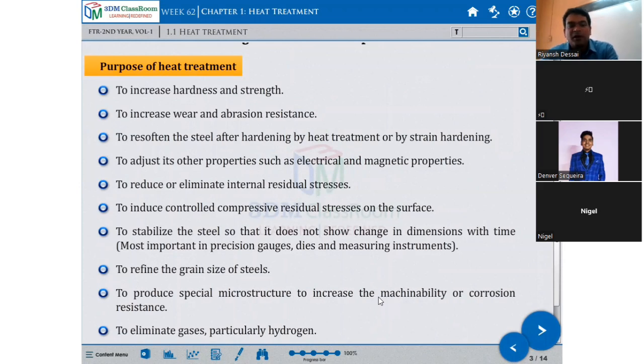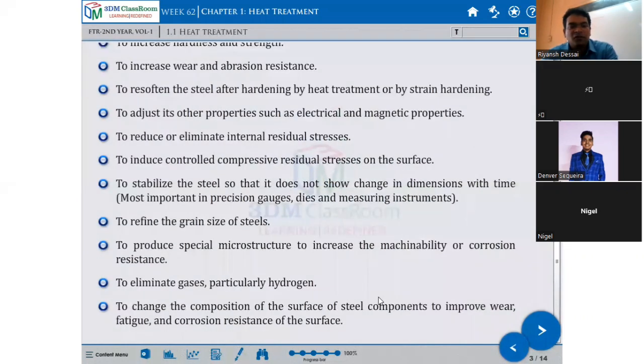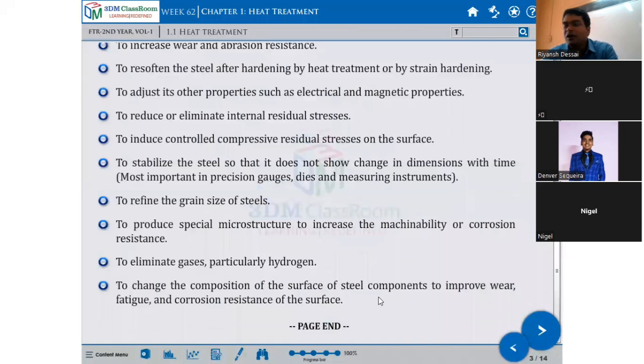And to produce special microstructure to increase machinability and corrosion resistance. To eliminate the gases, particularly hydrogen. To change the composition of the surface of the steel component to improve fatigue and corrosion resistant surface. So basically, this is why we give heat treatment to the metal, because of these many uses.